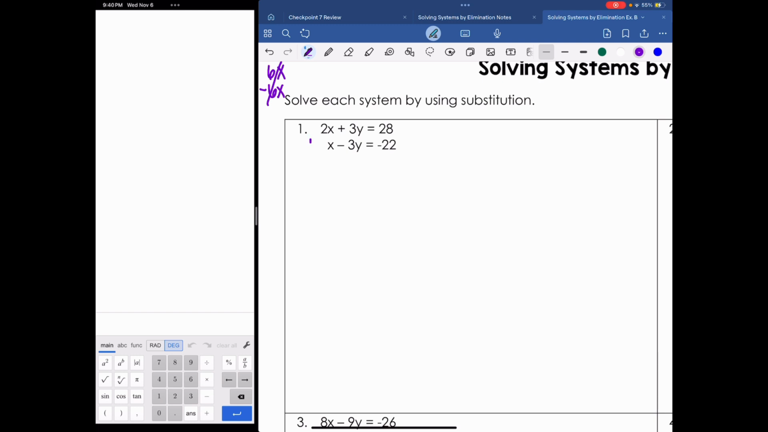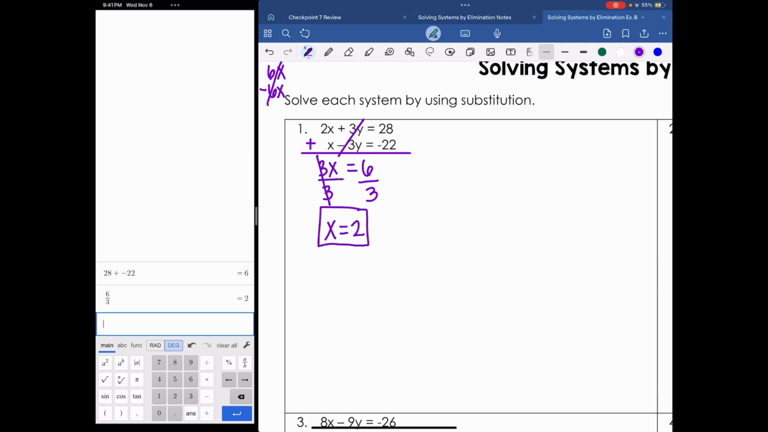So what that means is I can go ahead and add these two equations together. 2x plus 1x gives me 3x. 3y plus negative 3y cancels out, and this equals 28 plus negative 22. And I end up with 6. My next step is to divide both sides by 3. When I take 6 divided by 3, I end up with 2. So here I end up with x equals 2.